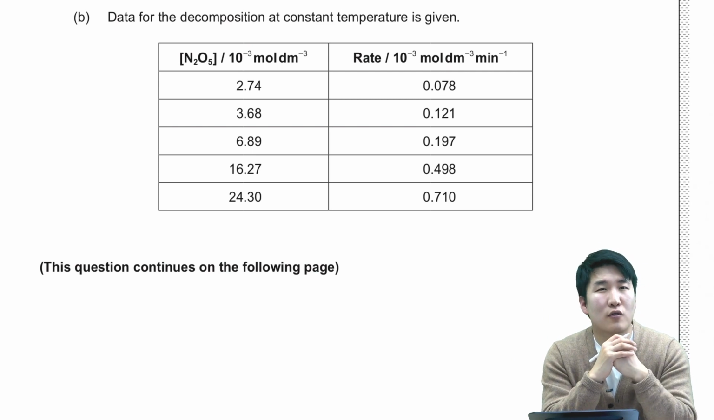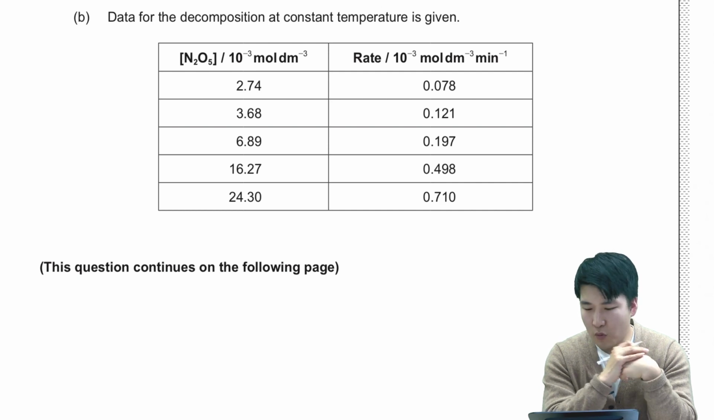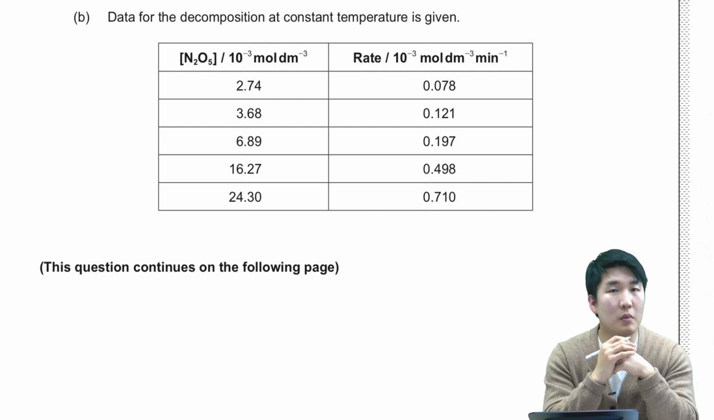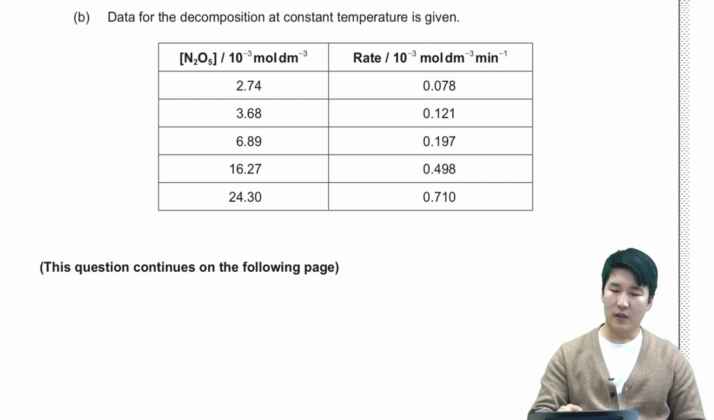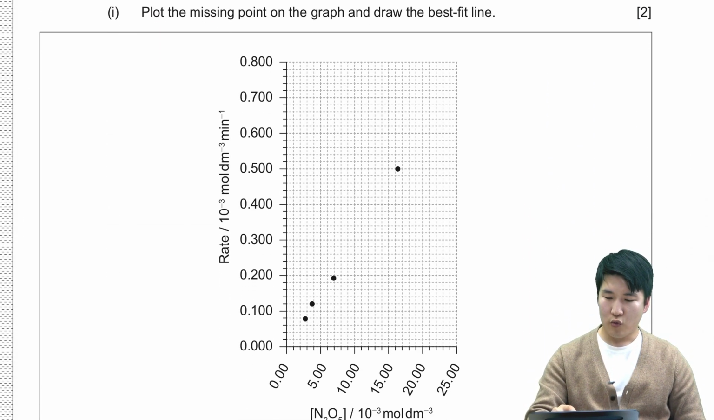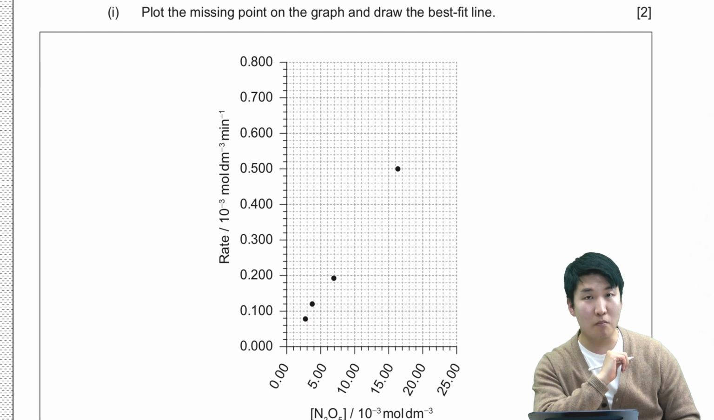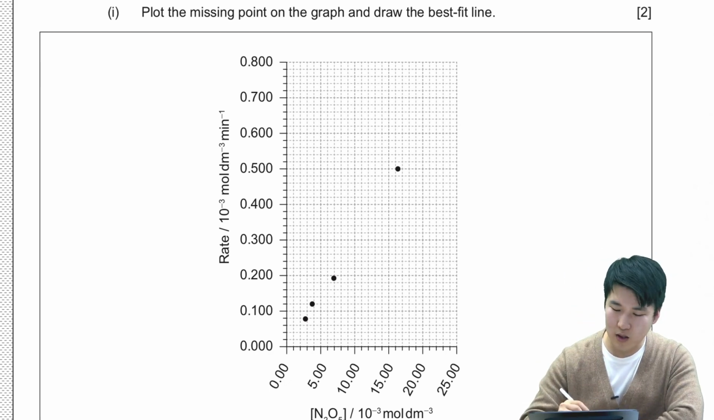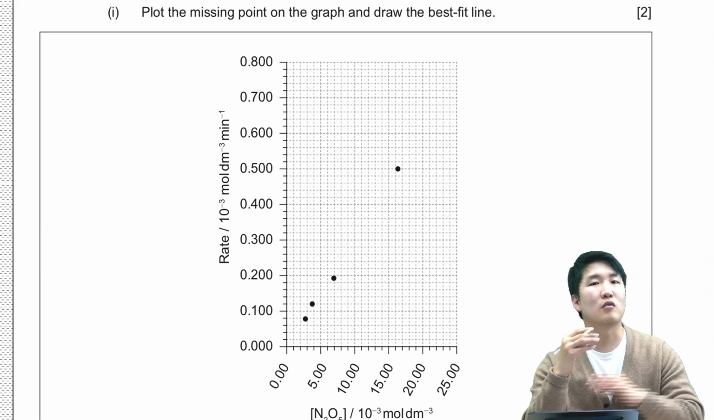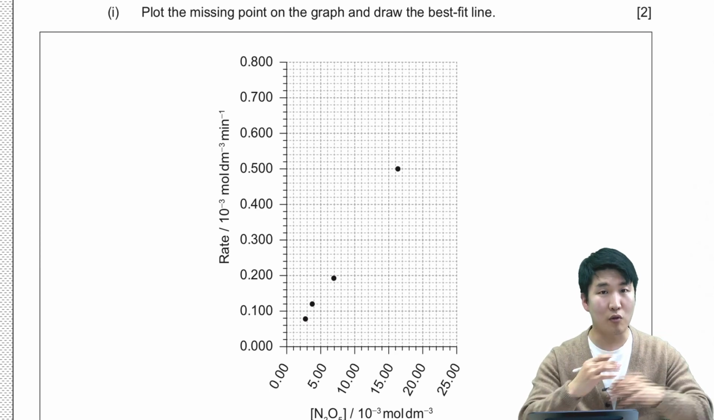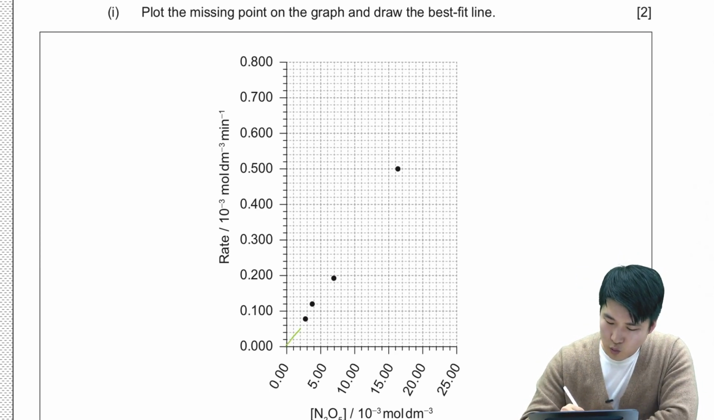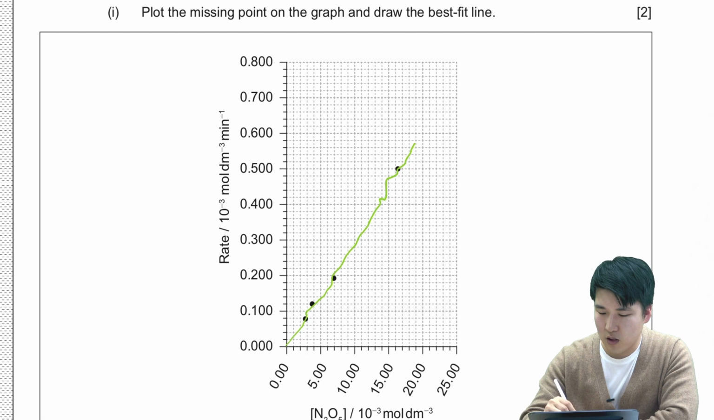We're given the data for concentrations of the reactant, N2O5, and the corresponding rates. Multiple concentrations and rates. We'll probably be asked to draw a graph. Let's get ready to draw a graph, which is already partly drawn. All we have to do is introduce the best fit line. When we draw the best fit line, let us make sure we start at the origin. Why? Because no reactant, zero reaction rate. And also when we do so, let's make sure we pass through the points as much as possible.